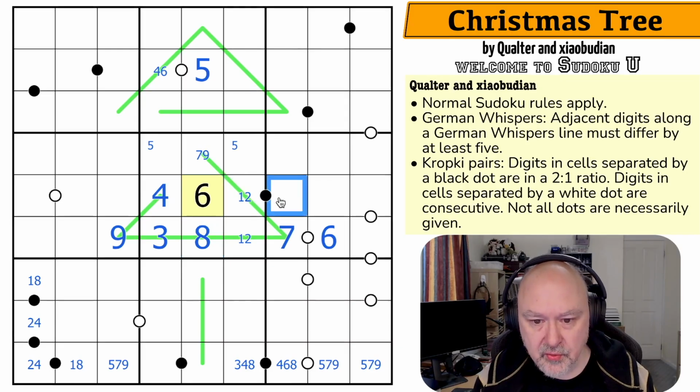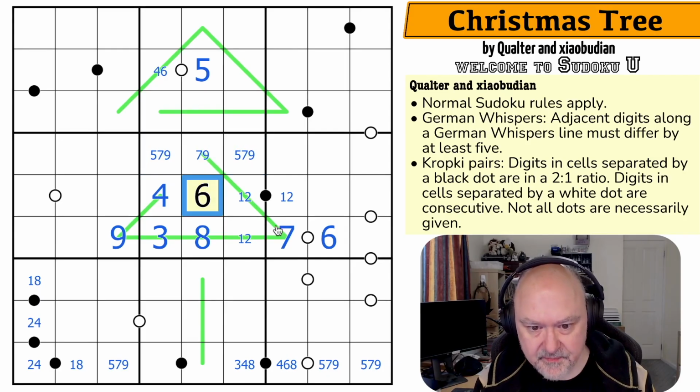Okay, 1 or 2. 1 would only be next to 2. 2 would only be next to 1 or 4, and it can't be next to 4. This is a 1, 2 pair. These are now 5, 7, and 9. Okay, I thought I removed that color. 6 is now up here.